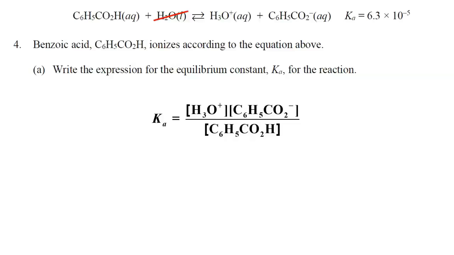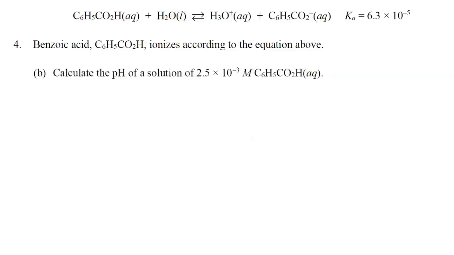Now in part B, it says to calculate the pH of a solution of 2.5 times 10 to the negative 3 molar benzoic acid. So what we're going to do to calculate the pH of this solution is use the equilibrium constant expression that we wrote in part A. We're also going to use the value of Ka, which we were given as 6.3 times 10 to the negative 5. We're going to do a calculation to determine the concentration of the hydronium ion in solution. And then once we get that value, we'll take the negative log of that number to get the pH.